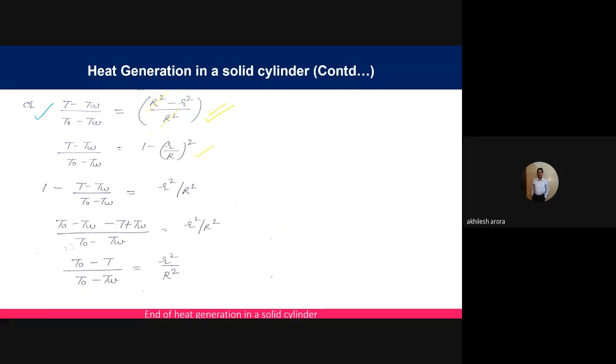By cancelling here, you will get 1, and then what we have done is subtract both the sides from 1. Okay, so 1 minus and 1 minus both the sides. So finally, on simplification, you will get this particular equation. So this is basically the final temperature distribution equation for a solid cylinder. Okay, so quite easy, not too difficult.